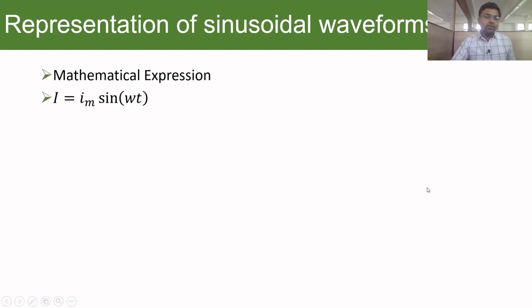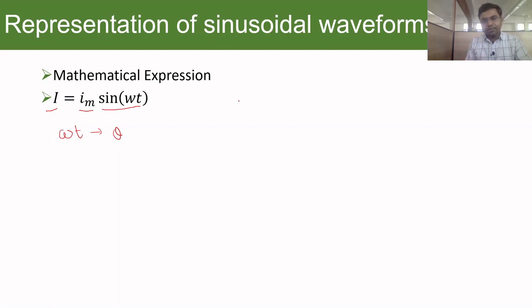If you go with the mathematical expression of a sinusoidal waveform, it looks like this. The instantaneous value of current i can be given as the maximum value of current, I max, multiplied by sine omega t, where omega t is theta, the angle. Where does this concept come from? In a generator, when the angle varies, we get a voltage in the output.